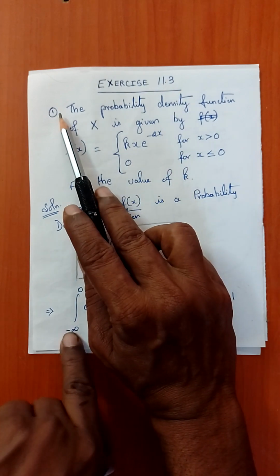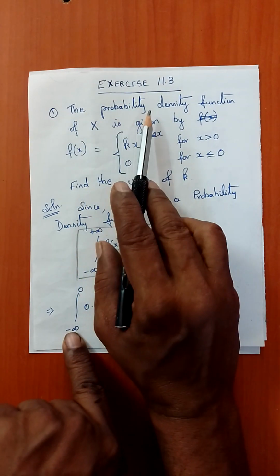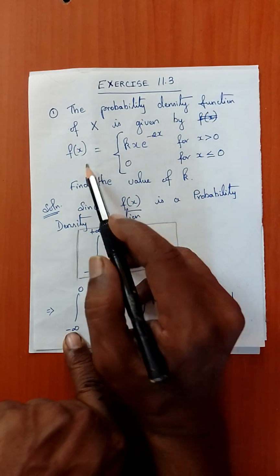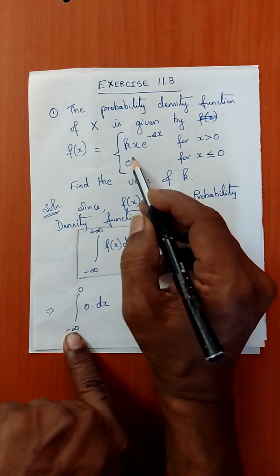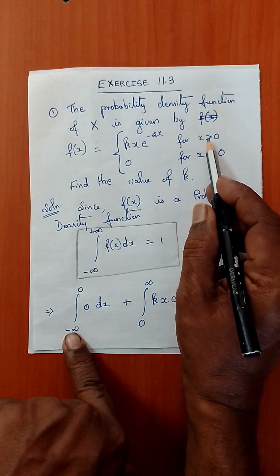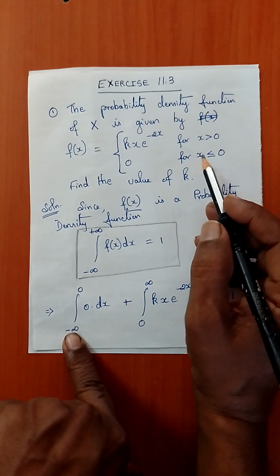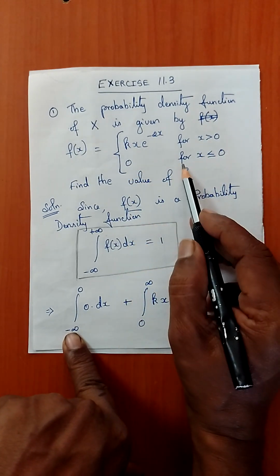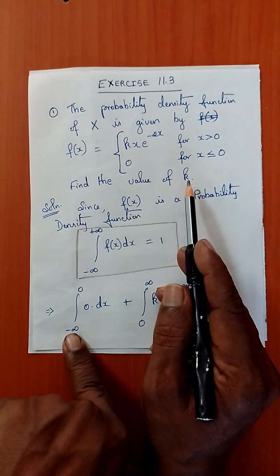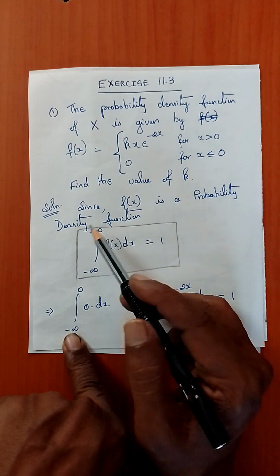In that first problem, the probability density function of x is given by f of x is equal to kx e power minus 2x for x greater than 0 and 0 for x less than or equal to 0. Find the value of k. So this is the question.